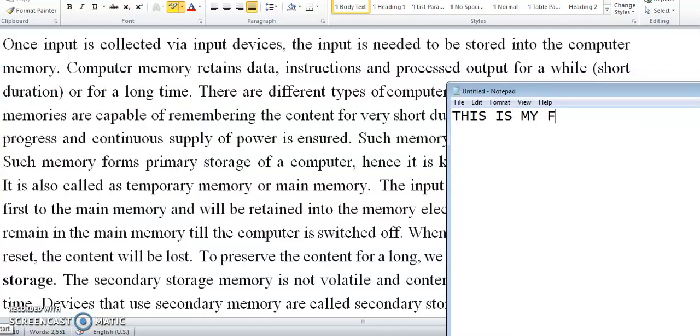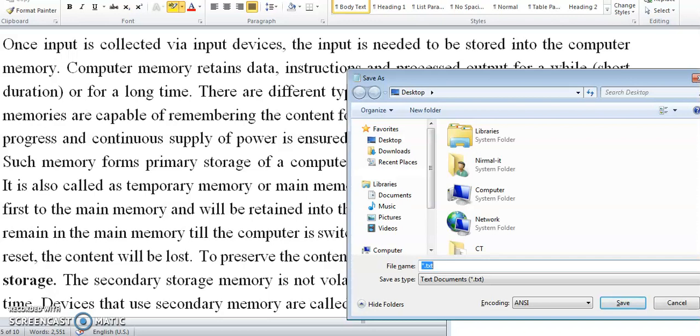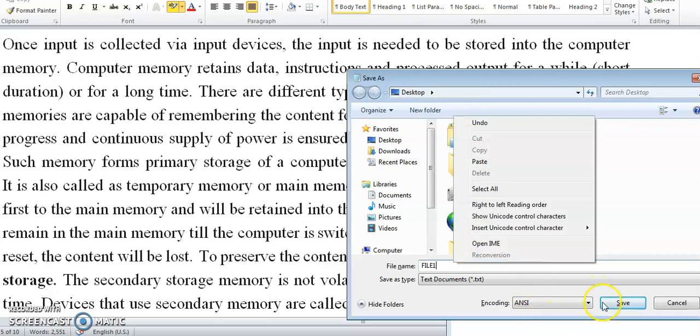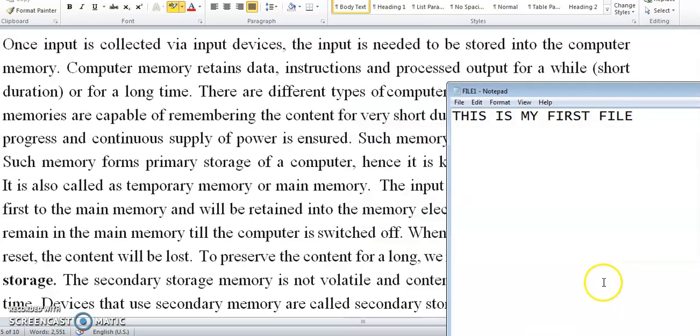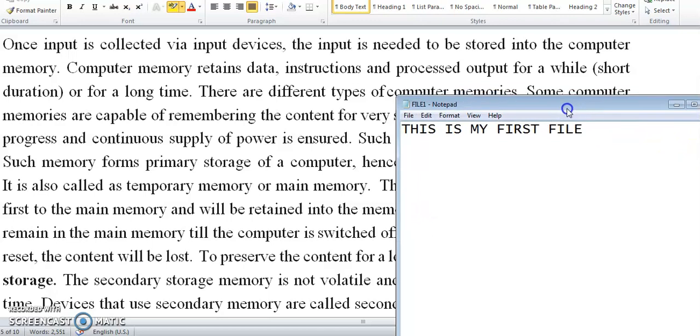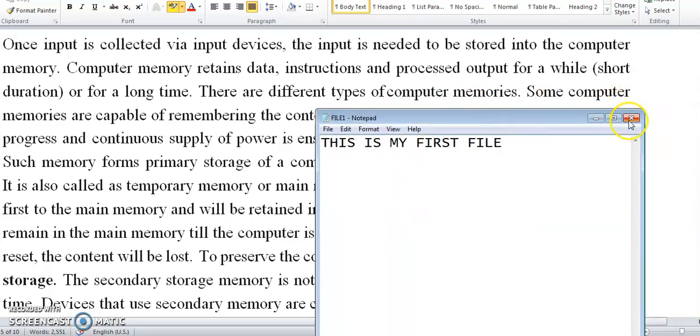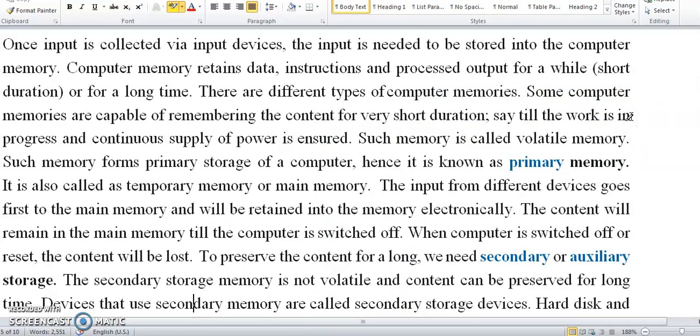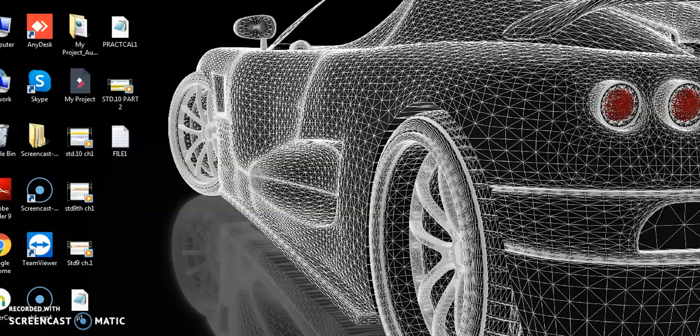This is my first file and I will save it. File 1. What is the path of this file? I am storing this file on desktop and I am naming this file. It will be saved. I close it. Tomorrow when I come and want to open this file, File 1.